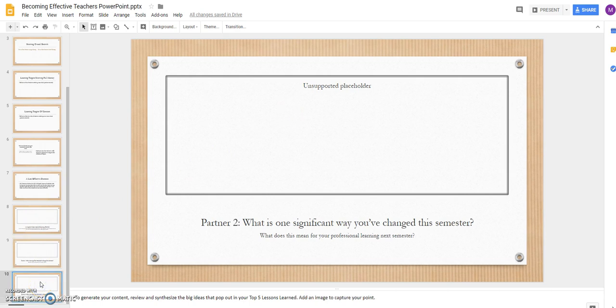We want you to really think about those top 5 lessons learned that you did in Checkpoint 6, and we really want you to think deeply about how you're different in December than you were in August, and we want that to be in a meaningful and profound way.